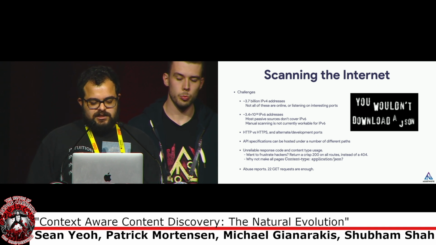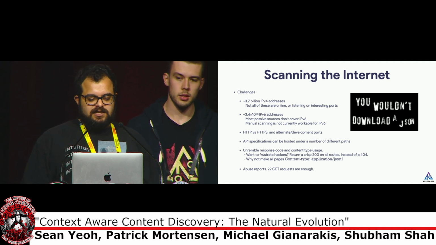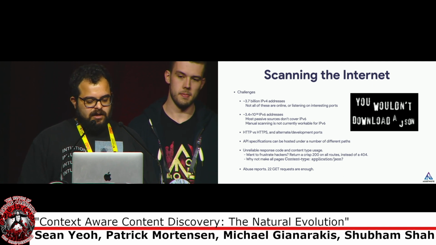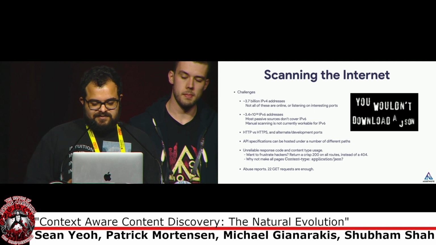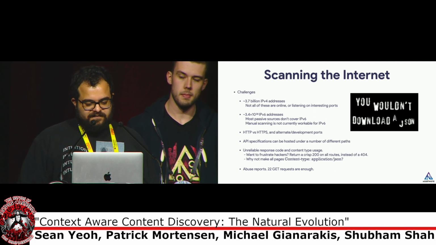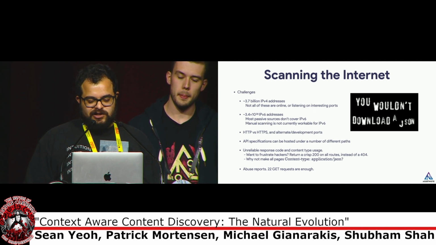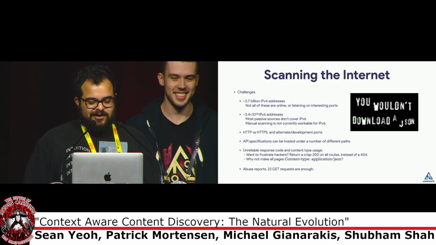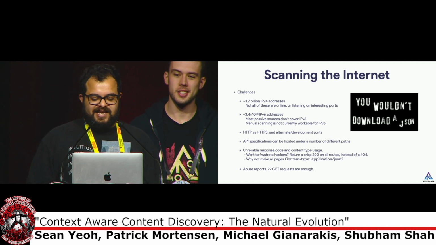And we scanned 22 different paths where we thought that Swagger files could be available. And as James mentions in these slides, if you want to frustrate hackers, return a crisp 200 on all routes instead of a 404. Why not make all pages have the content type of application JSON?